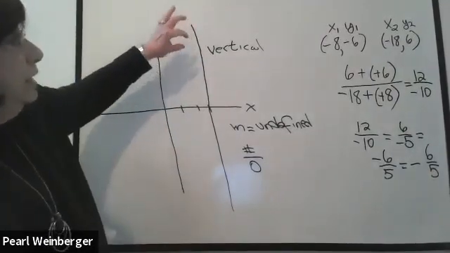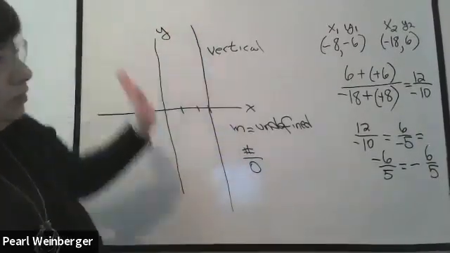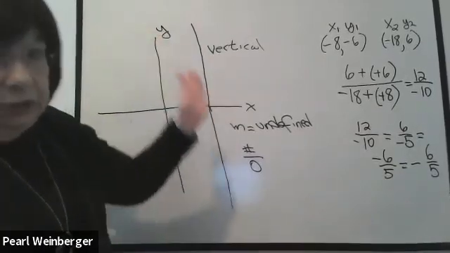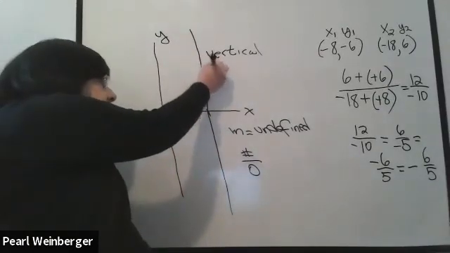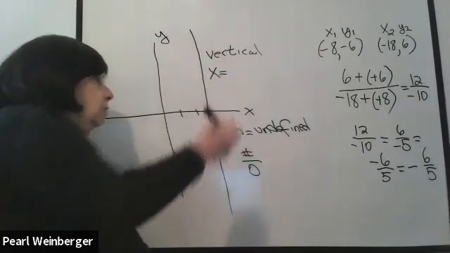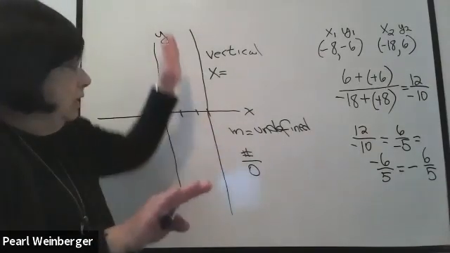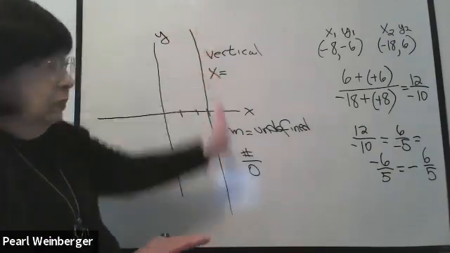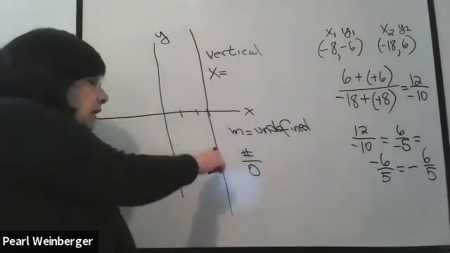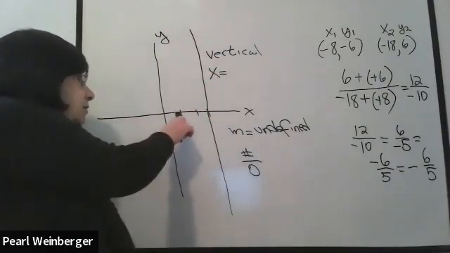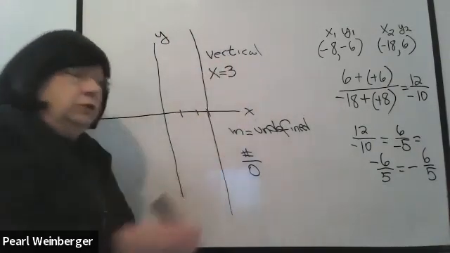If I ask you what is the equation of this line, not the slope of the line, the slope doesn't exist, but it does have an equation. The equation of this line is x equals a number. Vertical lines don't have any y's in their equation. They only have x's. And whatever x is on the line, they all have the same x value. In this case, it's 1, 2, 3. This would be the line x equals 3.